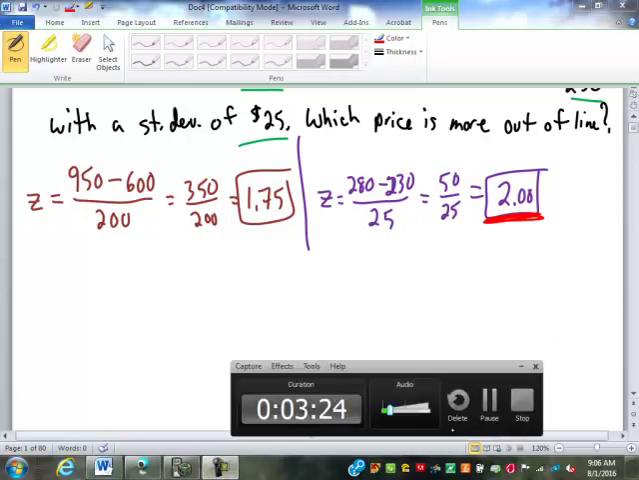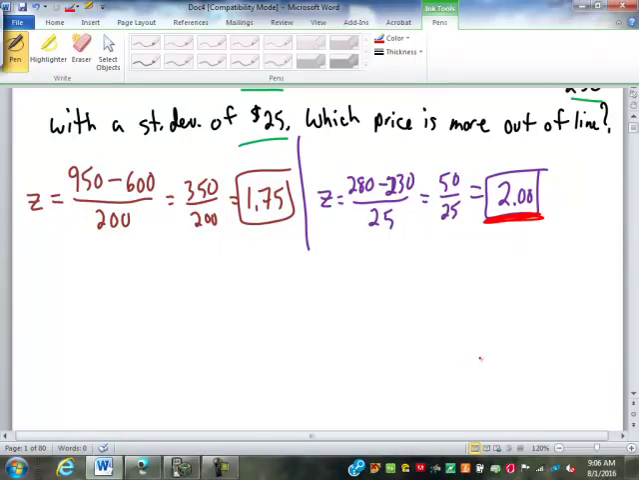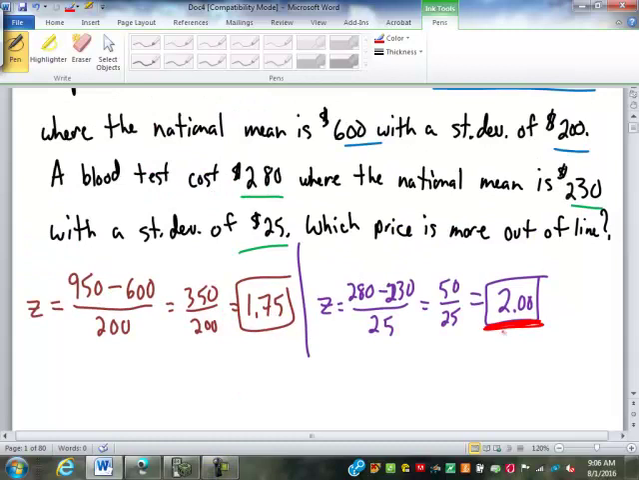There's my sound working better now. Did you guys follow that example? All we were doing was finding the z-score for each of them. And in this case, they're positive, so the one with the larger positive z-score is more above the expected price.